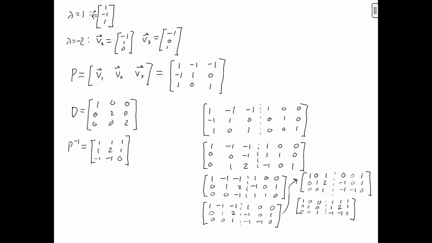Thus our matrix A is going to be P D P inverse. And so if I multiplied that all out, I would get back to A. That's the process of diagonalization, and I think that's where we are going to stop for this video.